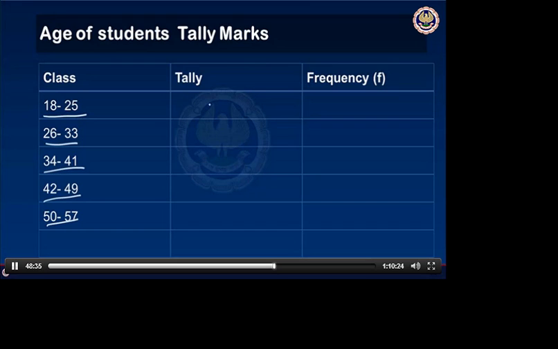So looking at the data, we find there are 13 students. So we will make a tally marks for each data and then try to find out how many students fall under this category. So we find that there are 13 students which are coming in this class interval. So these are ages, and these are the number of students.